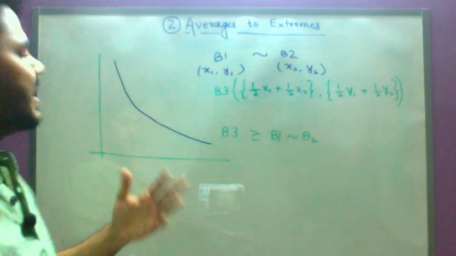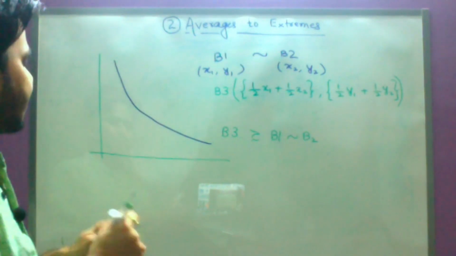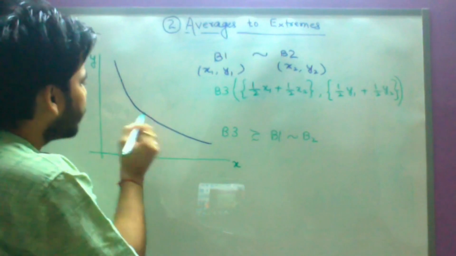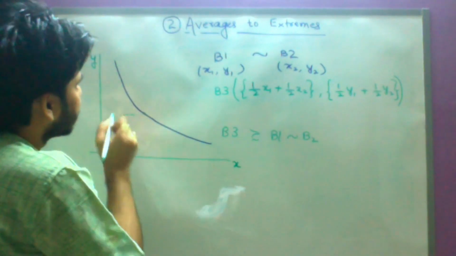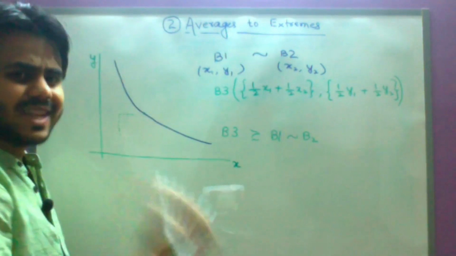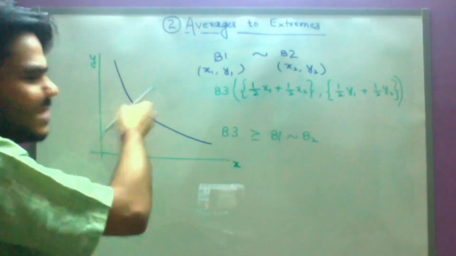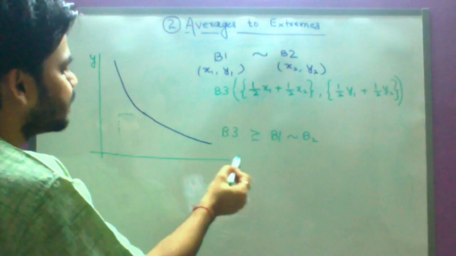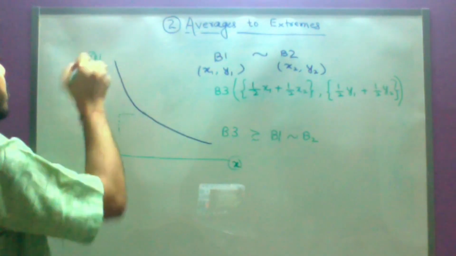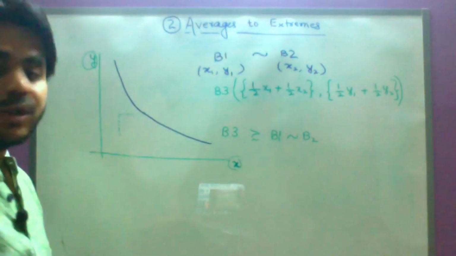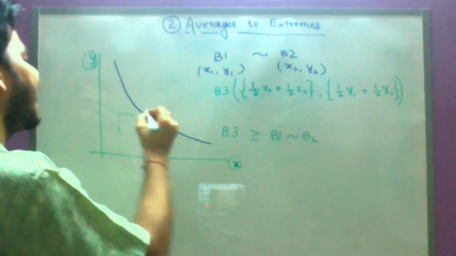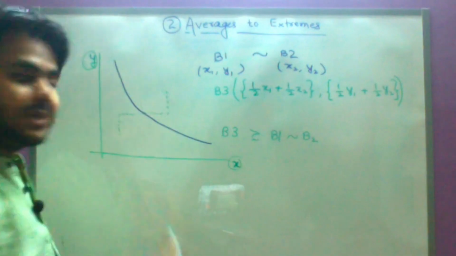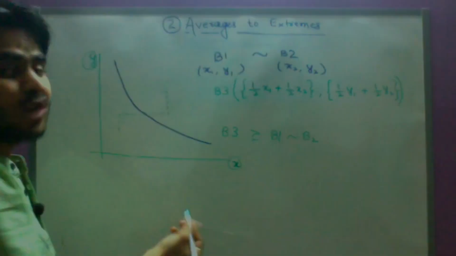So if more is better, and let's say I am at this point somewhere here, and if I move in this direction and then this direction, so essentially I'm moving somewhere in this direction, in that sense I'm decreasing both the goods. So I will be worse off because more is better. And if I move in this direction and this direction, it means I'm increasing both the goods, so I'll be better off.